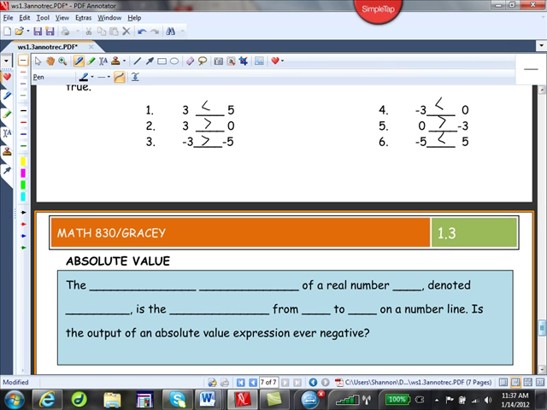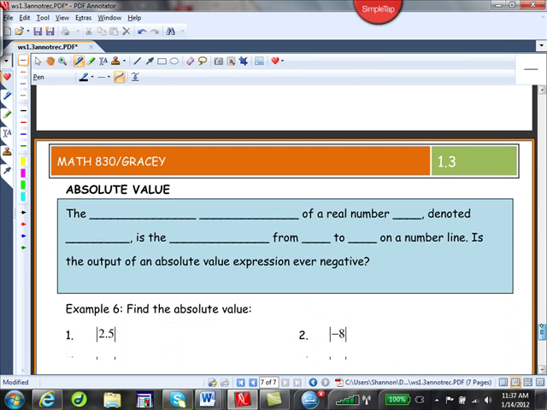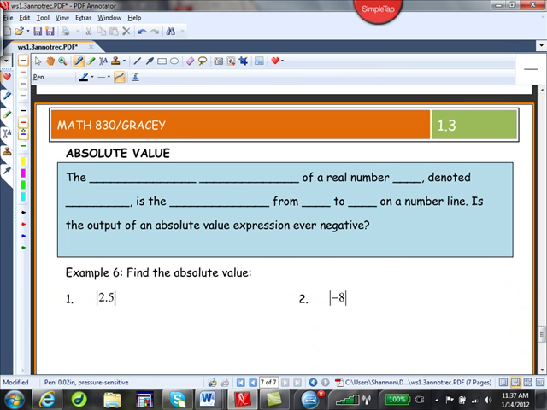All right. Here we go. Last page. The absolute value of a real number A, denoted by these lines on either side of A, is the distance from 0 to A on a number line. Okay, so think about it. Is the output of an absolute value expression ever negative?